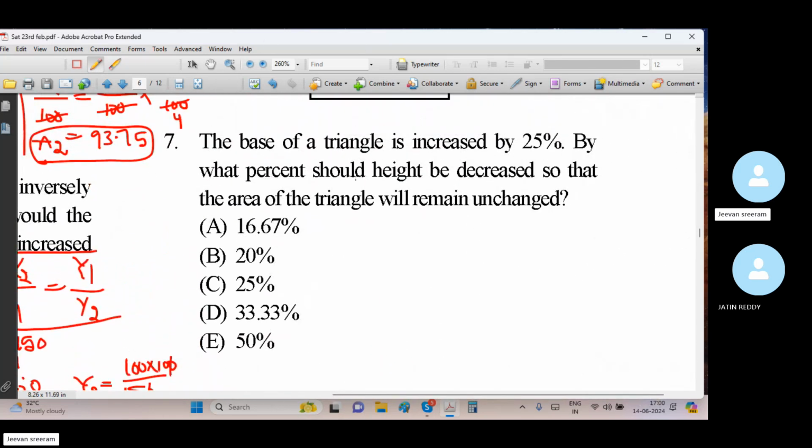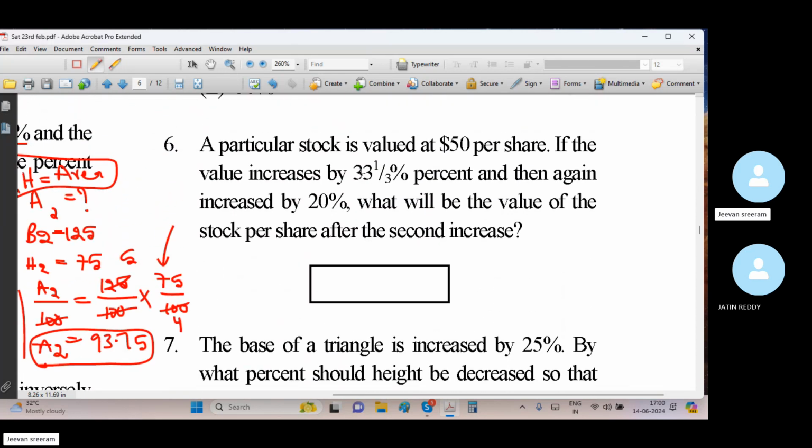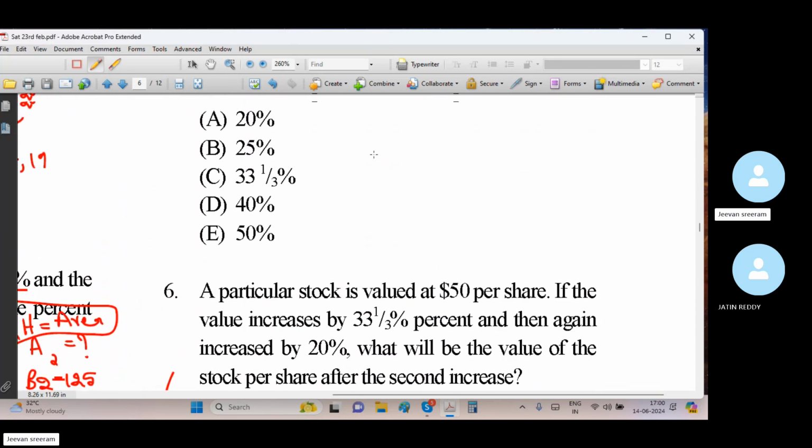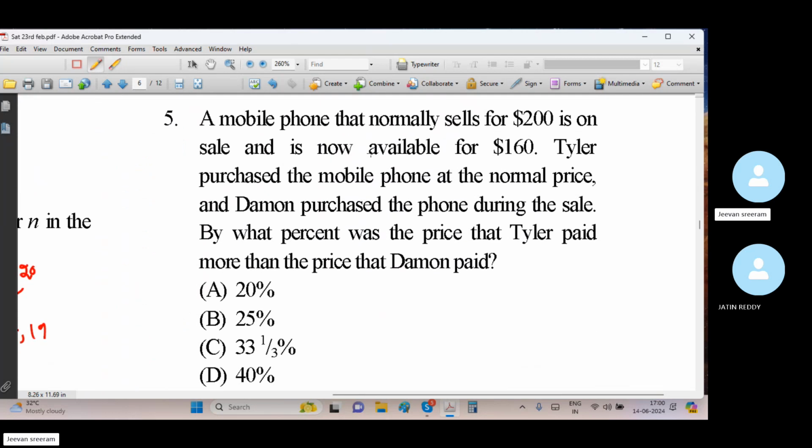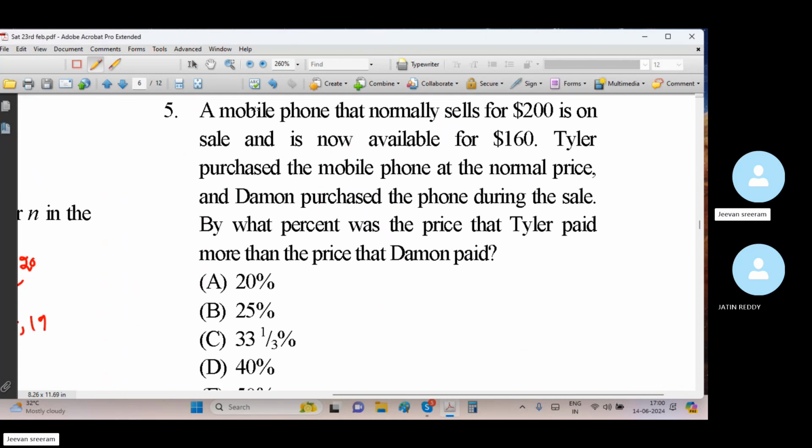Same triangle problem again, sir, a particular stock. Here is the fifth question. A mobile phone normally sells at $200, is on sale now, available at 160. Taylor purchased the mobile phone at the normal price and Damon purchased the phone during the sale. By what percent was the price that Taylor paid more than what Damon paid?